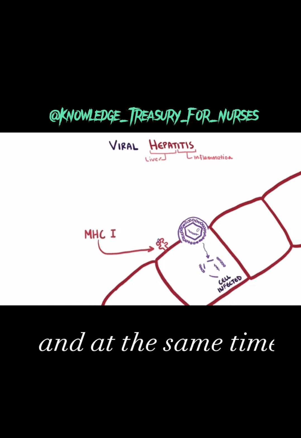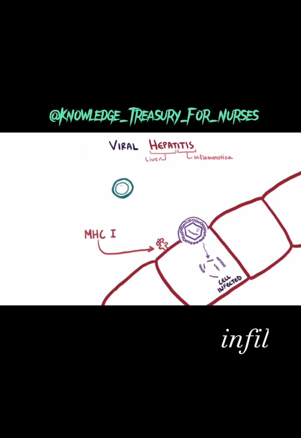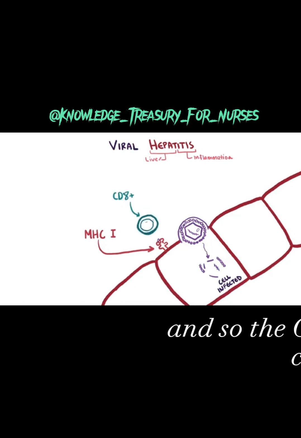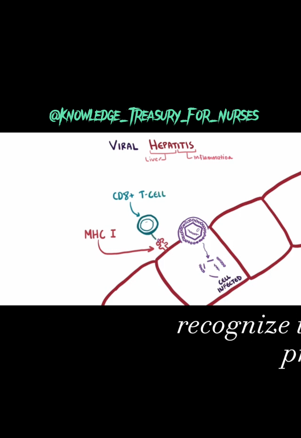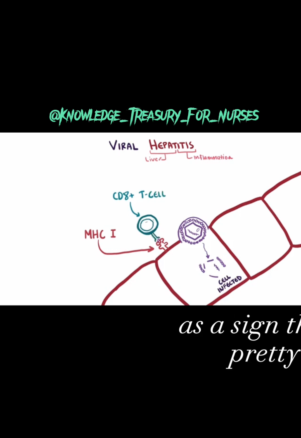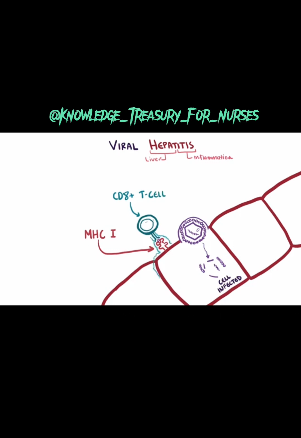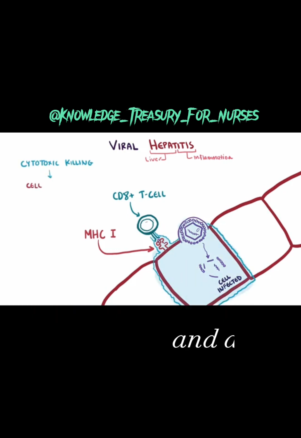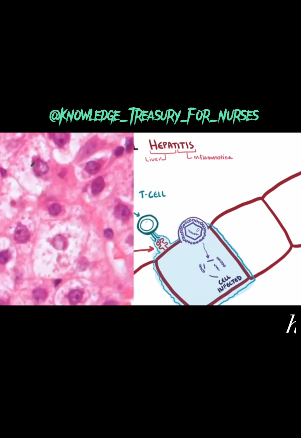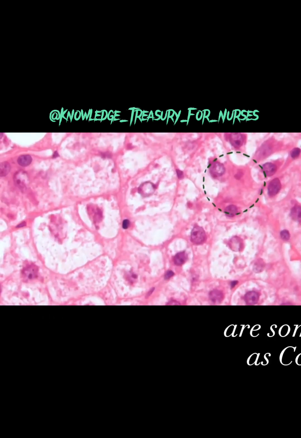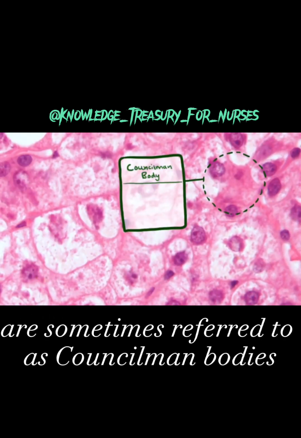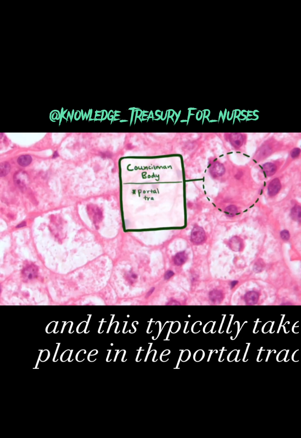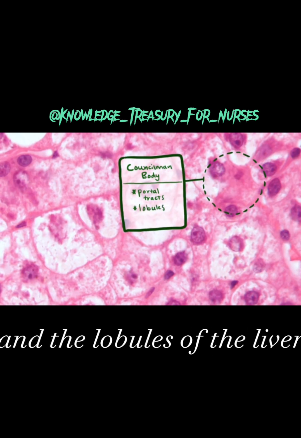And at the same time, you've also got immune cells infiltrating the liver and trying to figure out what's going on. And so the CD8 positive T cells recognize these abnormal proteins as a sign that the cells are pretty much toast. The hepatocytes then go through cytotoxic killing by the T cells and apoptosis. Hepatocytes undergoing apoptosis are sometimes referred to as Councilman bodies, shown on histology here. And this typically takes place in the portal tracts and the lobules of the liver.